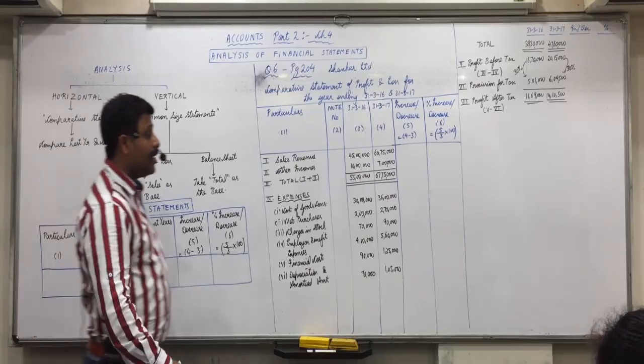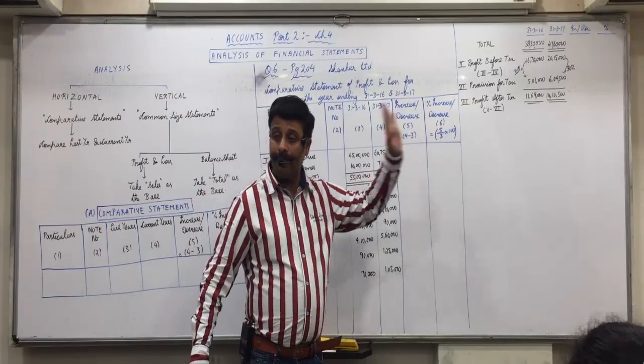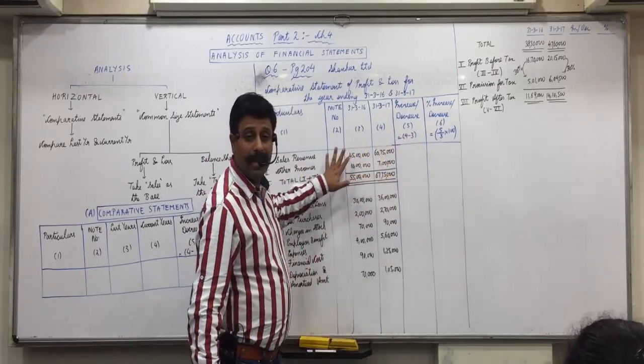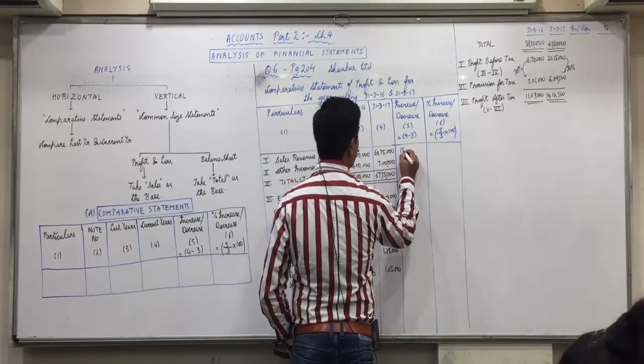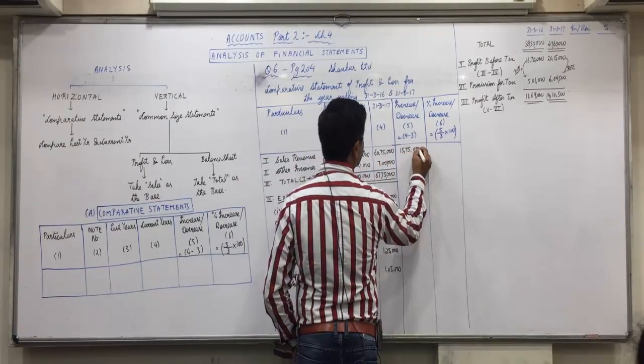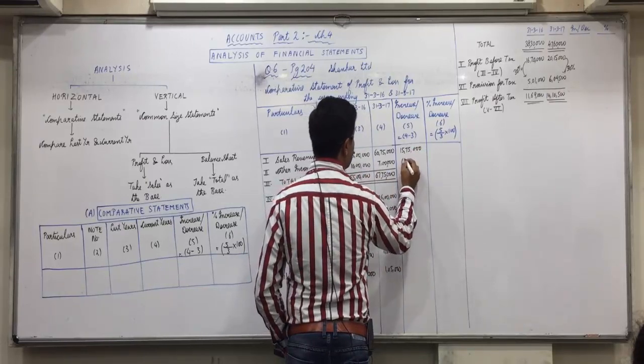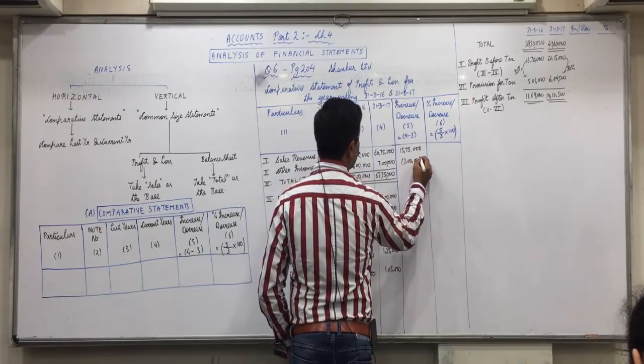Now, increase or decrease. Everyone has completed? Yes. Simply we will do fourth column minus third column. 60 lakh 75,000 minus 45 lakh, 15 lakh 75,000. 7 lakhs minus 10 lakhs, minus 3 lakhs, so write it in bracket.